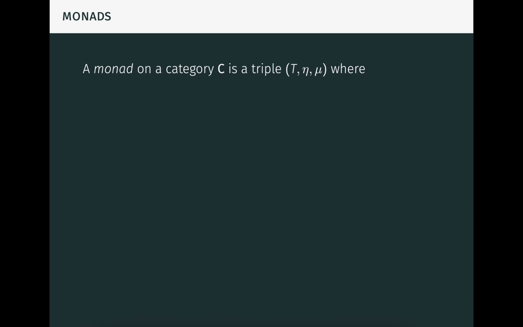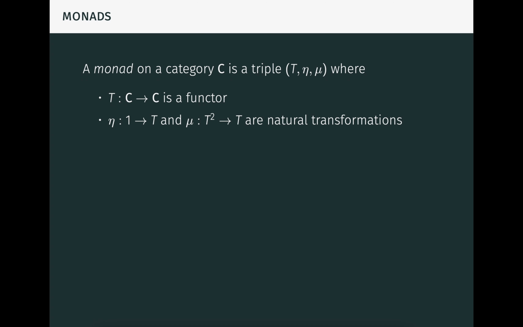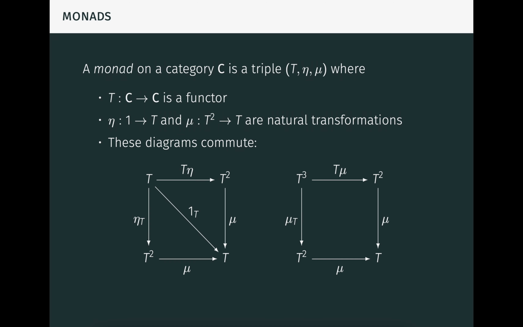A monad on an arbitrary category C is a triple (T, eta, mu), where T is a functor on C. Eta and mu are natural transformations. Eta, called the unit, maps from the identity functor 1 to T. Mu, called multiplication, maps from T squared to T. And these unit and associativity diagrams commute. It's important to see that this definition is just a straightforward abstraction of the examples we saw earlier in the category of sets and the category of types in the lambda calculus.